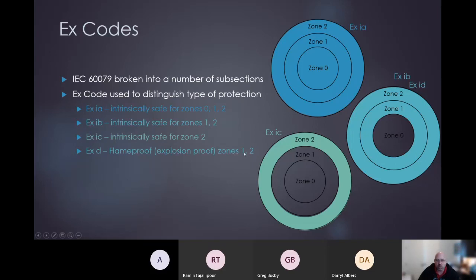So in most cases, wellheads will actually be considered zone 1, and you can put explosion-proof equipment on it. So it's exactly the same as EXIB. It's just that the protection method is different. So D instead of B just means it's explosion-proof instead of intrinsically safe.